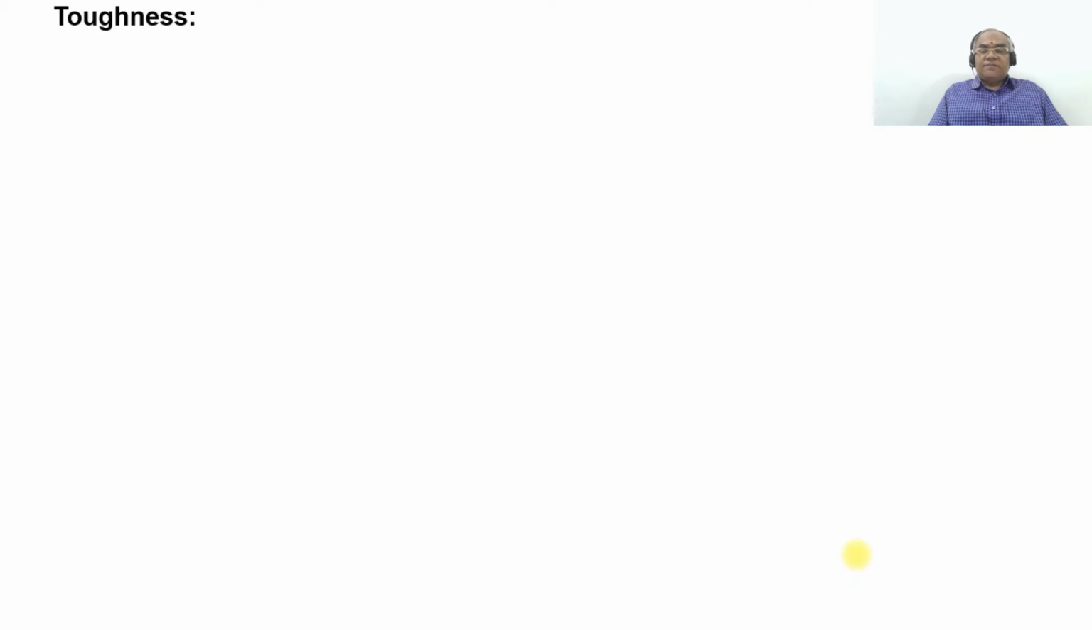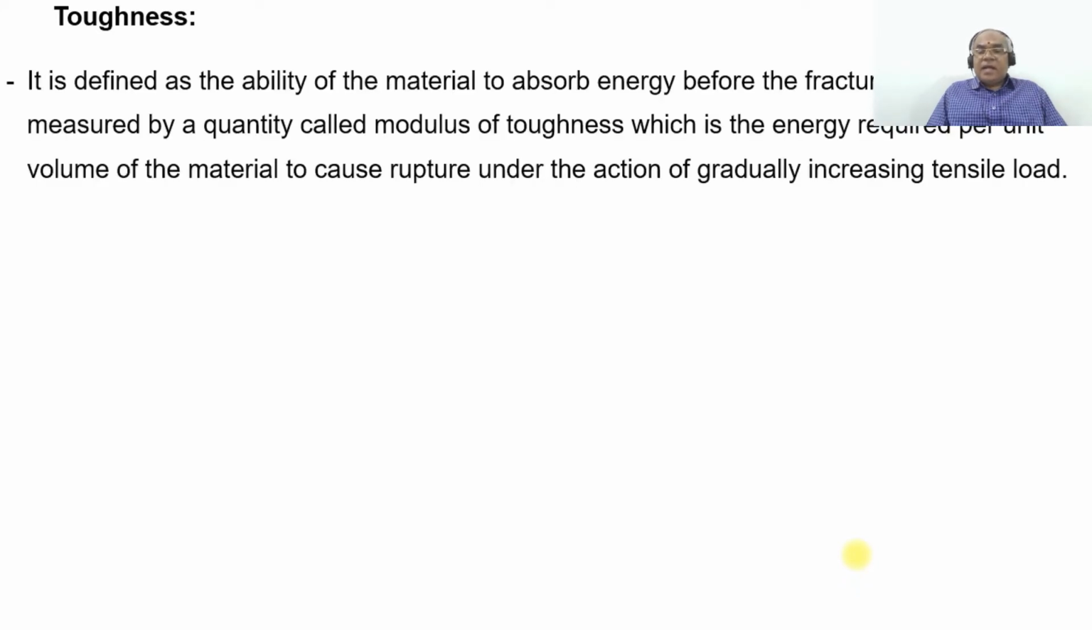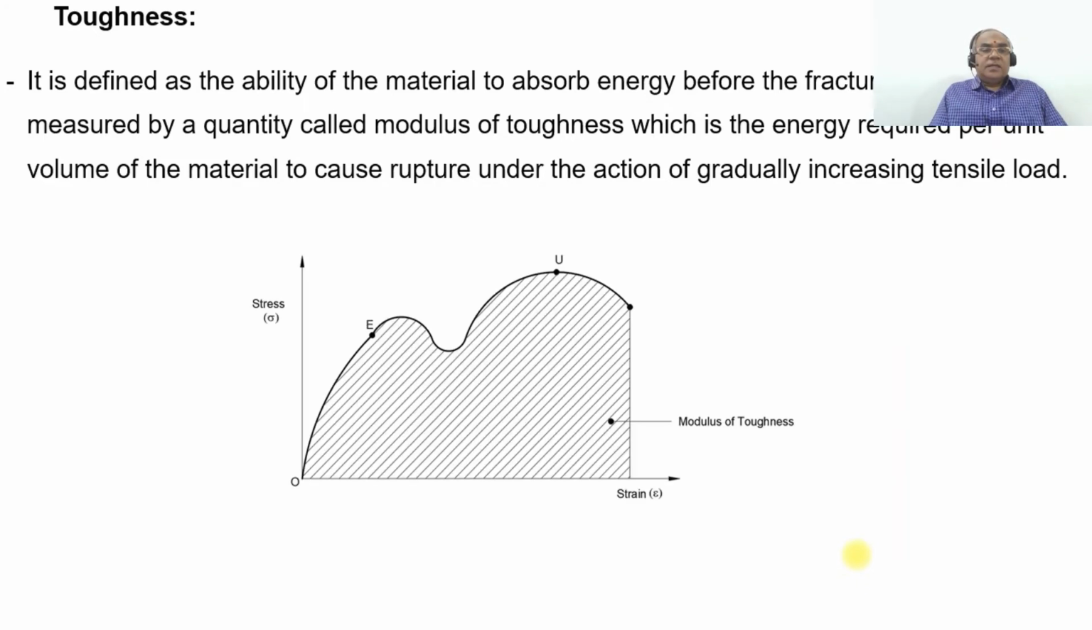Now we come to toughness. It is defined as the ability of the material to absorb energy before the fracture takes place. It is measured by a quantity called modulus of toughness, which is the energy required per unit volume of the material to cause rupture under the action of gradually increasing tensile load. So this is the absorbed energy before the fracture takes place.